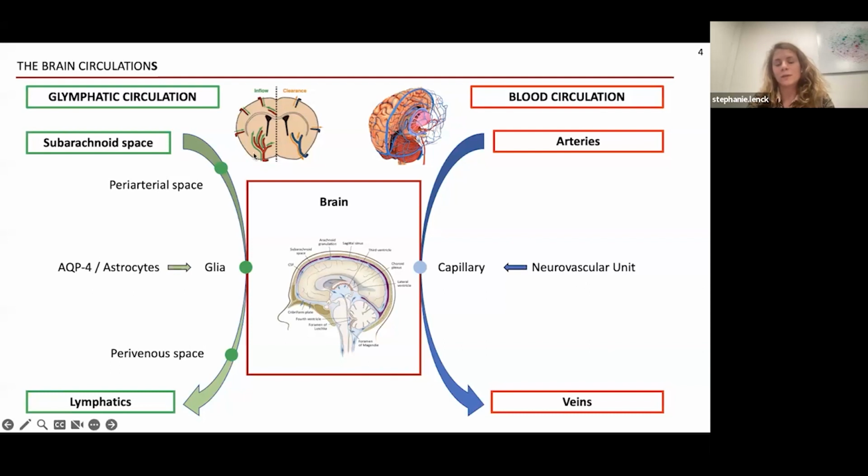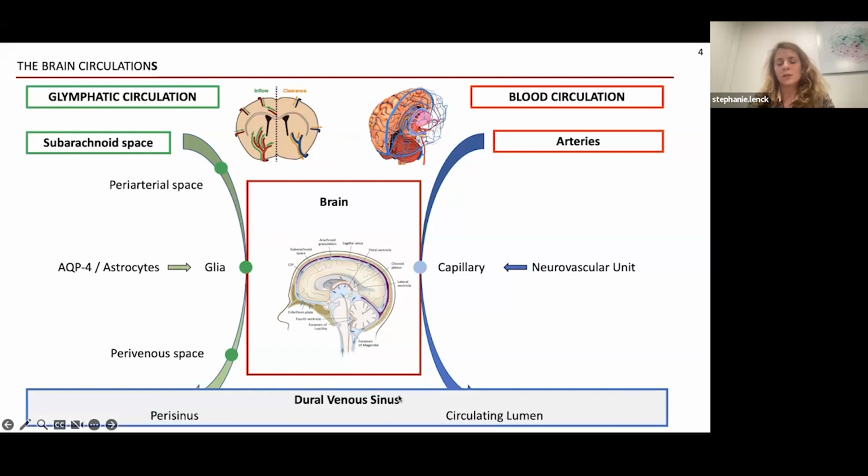In parallel to this circulation, we have the glymphatic circulation, which is what I described on the previous slide, the circulation of the CSF along the arteries and the vein. And this circulation is not only involved in the feeding of the brain, but also in the clearing of the brain from its metabolites. And this circulation ends up in the lymphatics, but probably also in the vein. So this is what we will discuss later.